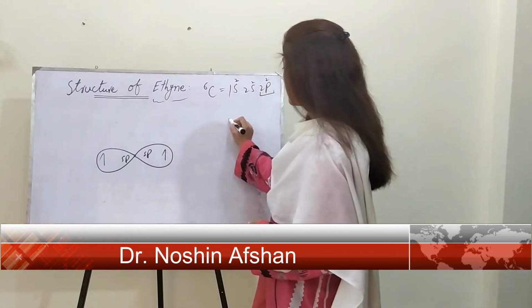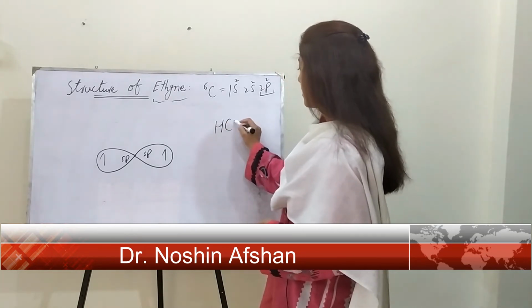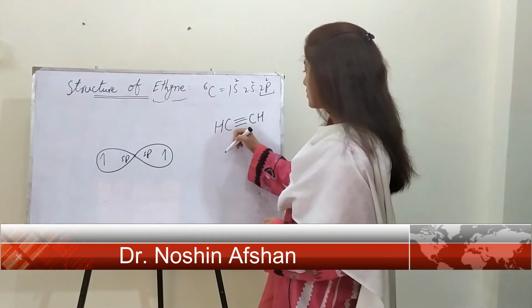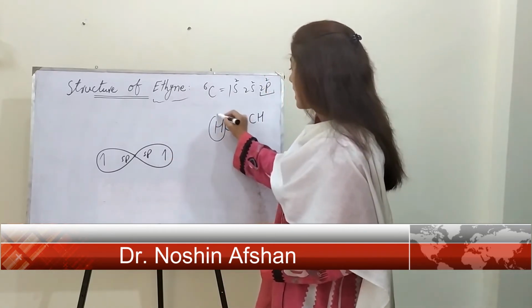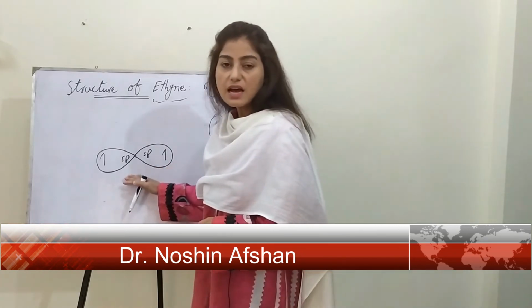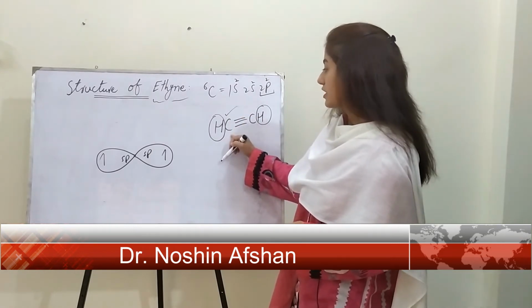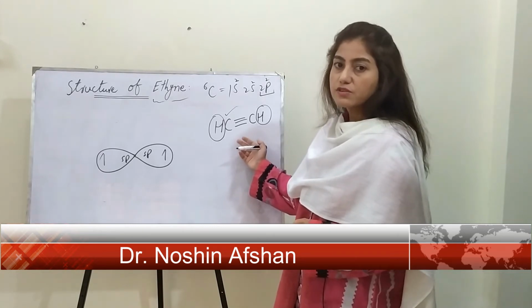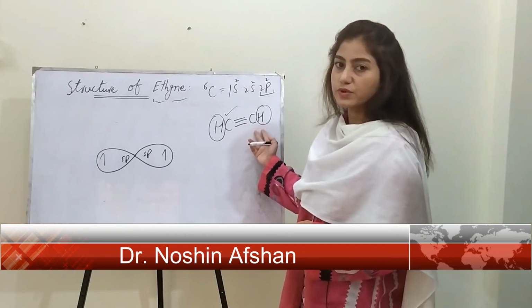So now the structure of ethyne, if we write down its formula, becomes like this: HC triple bond CH. Here there is one hydrogen attached to each carbon atom, and these hybrid orbitals are of this carbon atom. Because both of these carbons behave identically, for simplicity you can consider either this carbon atom or this one.